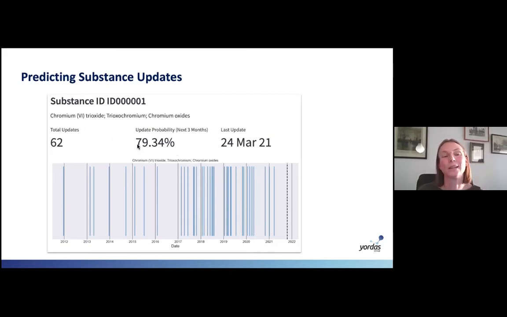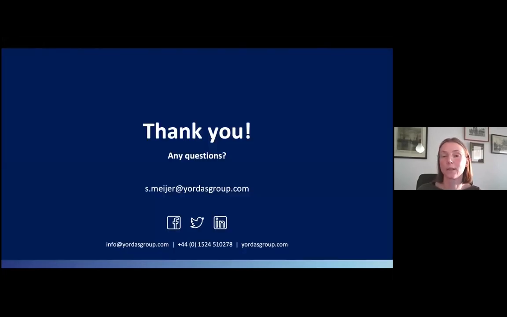And so in itself, this number maybe doesn't mean that much, but if you look at lots of different substances and rank them according to their update probability, then it really starts to give you some good idea. So this is a project that's still ongoing, and we'd be really interested to hear some thoughts from people about this. And that's the end of my presentation.